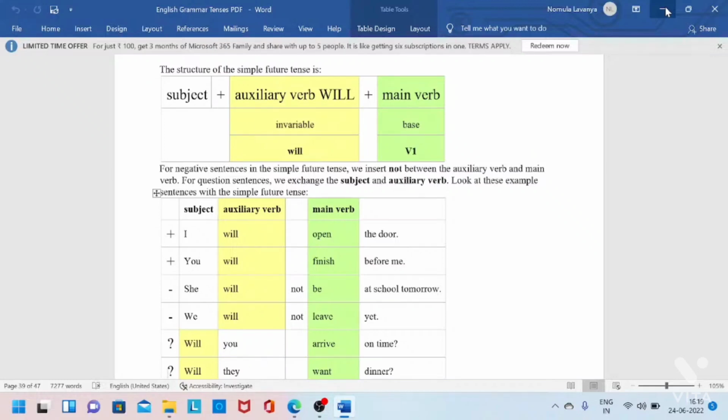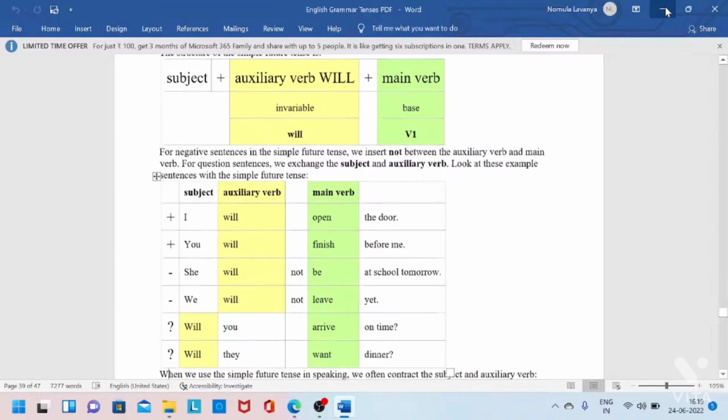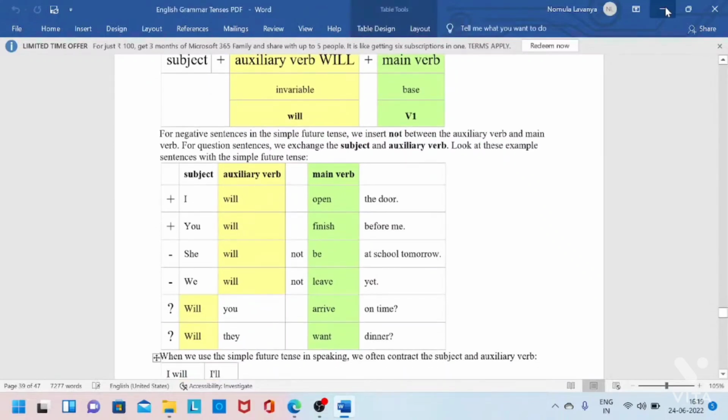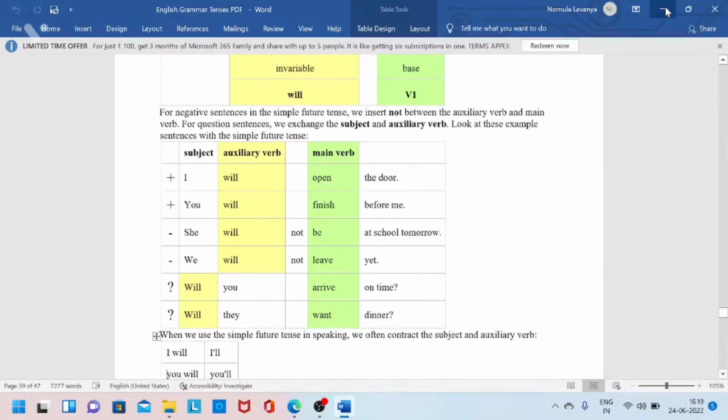She will not be at school tomorrow. We will not leave yet. So for the question formation, we will be exchanging the subject and auxiliary verb. Like, you will arrive on time. Will you arrive on time? Will they want dinner? So here see, the auxiliary verb and the subjects were exchanged. So this is the formation.